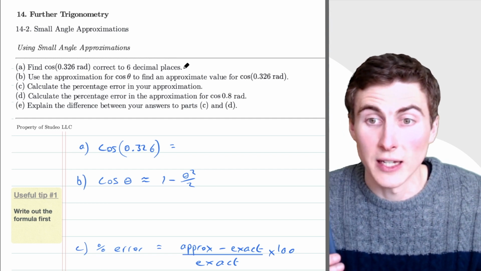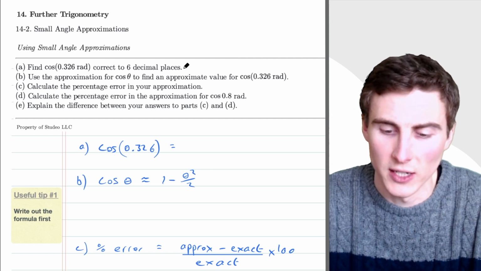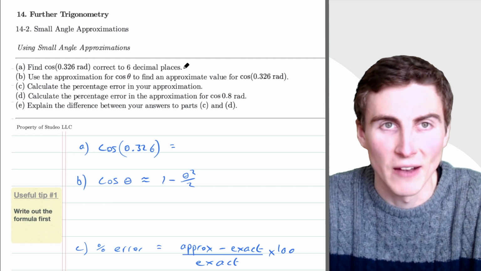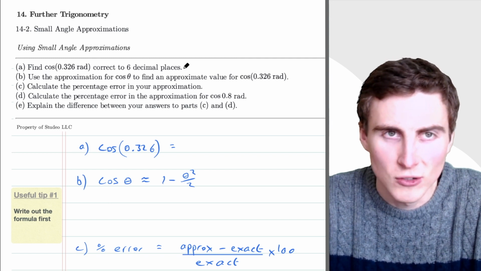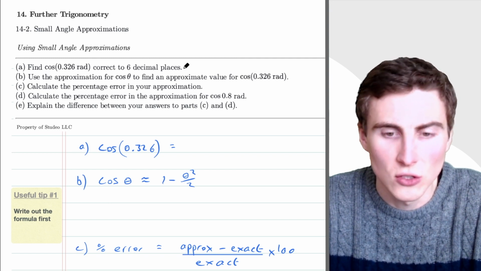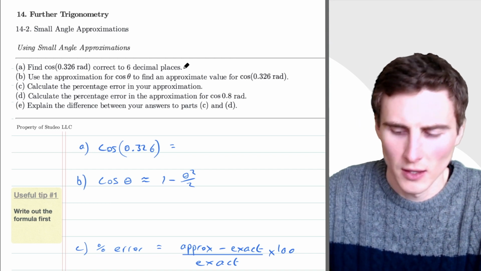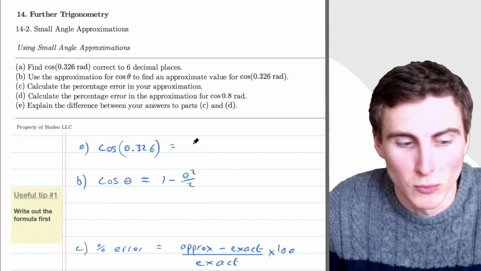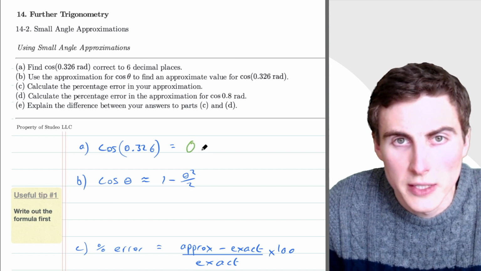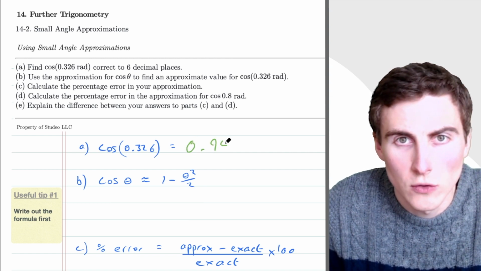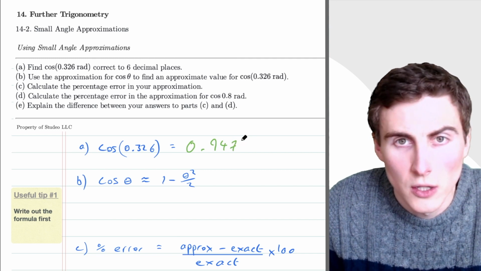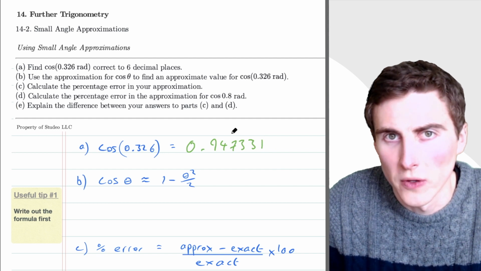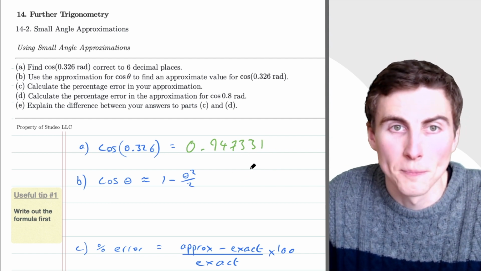You literally take your calculator and just plug that straight in. So make sure it's on radians. That's normally the biggest mistake, to have your calculator on degrees. And do cosine of 0.326. And we should get our answer. And that wants to be 6 decimal places. So that'd be 0.947331. Yeah, so hopefully that made sense and you could do that.